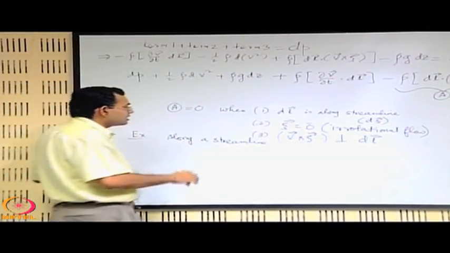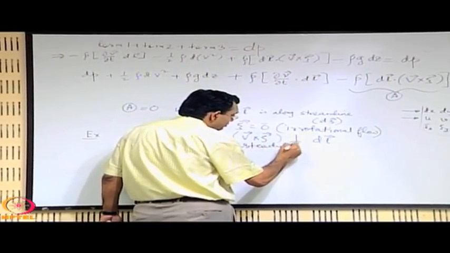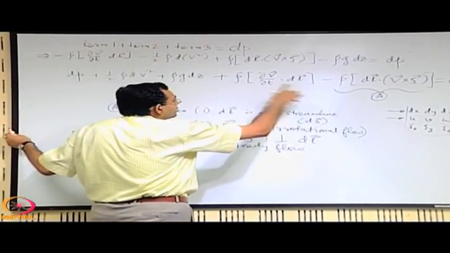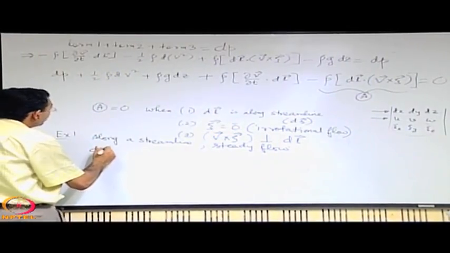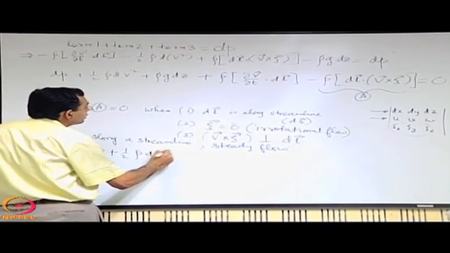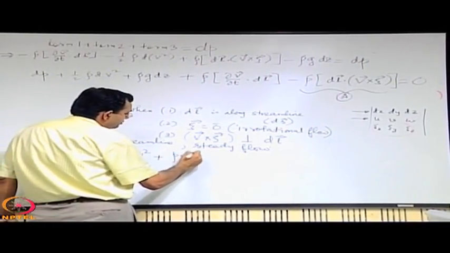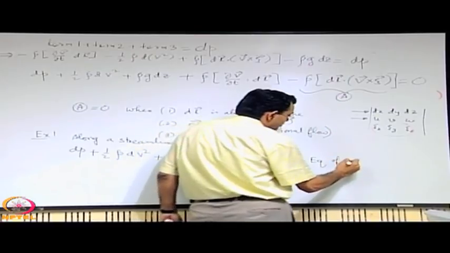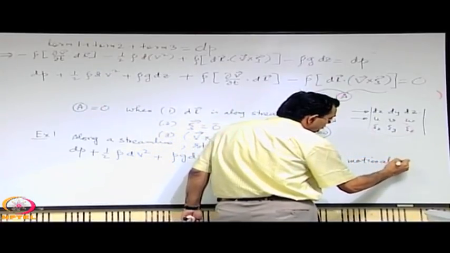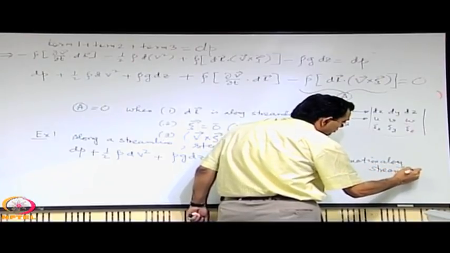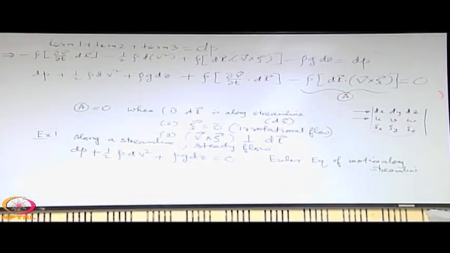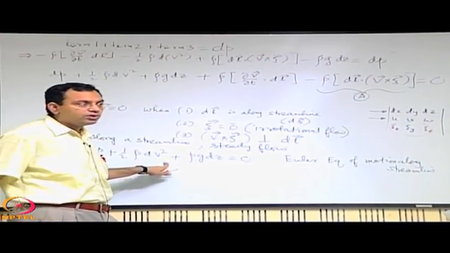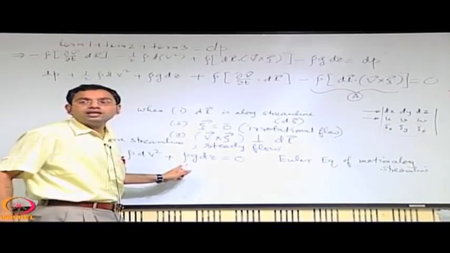So when you have along a streamline, and let us say steady flow, as the first example. This is example 1. Then this term will become 0 because of steadiness. So you have dp plus half rho dv square plus rho g dz equal to 0. This is known as the Euler equation of motion along a streamline. Now this is valid both for compressible as well as incompressible flows. You are not yet committed to how the density changes.